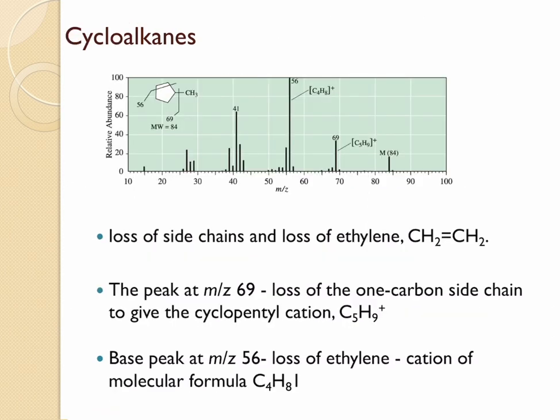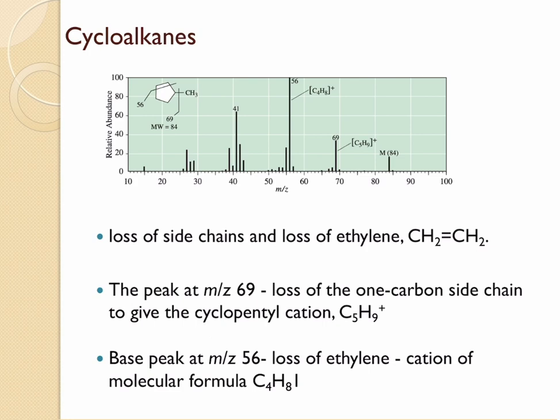Cycloalkanes. The most common fragmentation patterns of cycloalkanes are loss of side chains and loss of an ethylene molecule. Let's do this with an example. We have methylcyclopentane here, whose molecular weight is 84. From the mass spectrum, it is very clear that we have the molecular ion peak, which has an M/Z value of 84. And we also see two important peaks here.